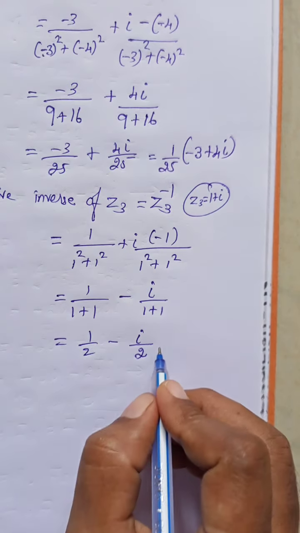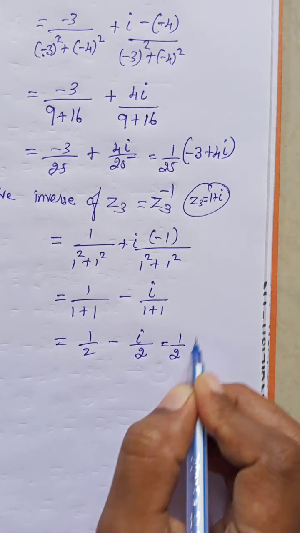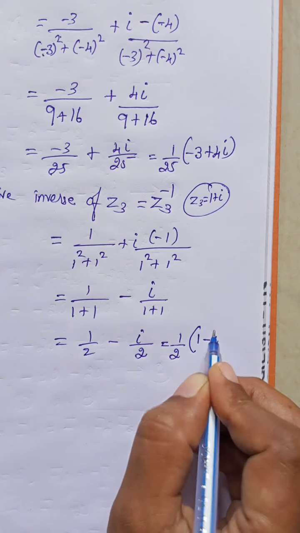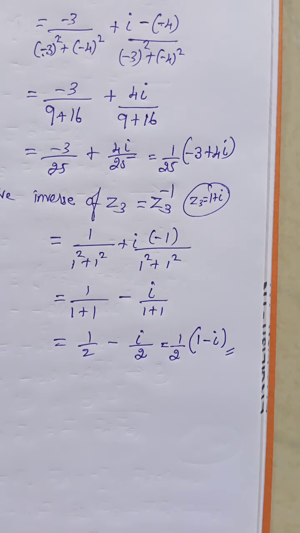1 plus 1 is 2. So now we can take 1 by 2 outside into 1 minus i. Is that clear? In exercise 2.3, we have only 3 problems. The second problem I have given as homework. 1 and 3 are completed.